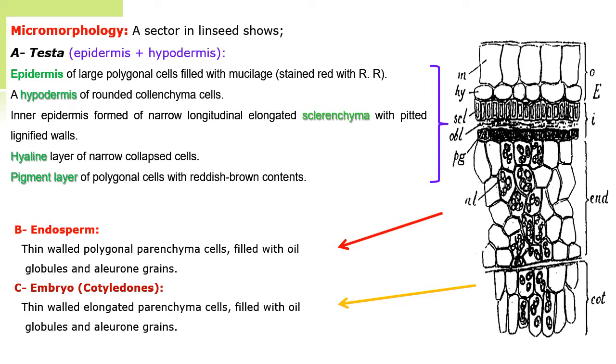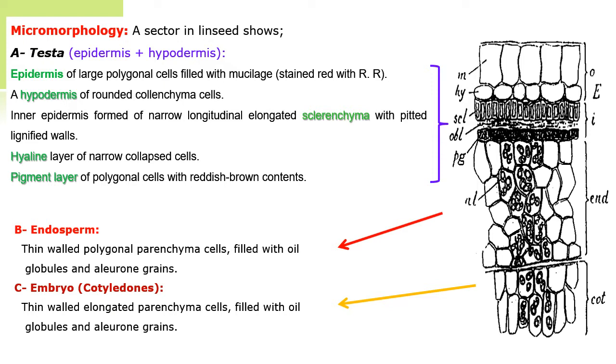Microscopical section in the linseed, showing testa composed of epidermis and hypodermis. The epidermis consists of large polygonal cells filled with mucilage, which is stained red with ruthenium red. Epidermal cells, rectangular, large cells. There is stratification of mucilage and it is covered with thin cuticle. The epidermis is followed by hypodermis of rounded collenchyma cells.